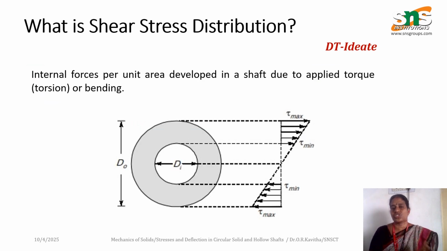And how is this shear distribution happening? If you take this hollow circular shaft, you can see the shear distribution is varying in a triangular manner, which means the shear stress is 0 at the center. Whenever you go to the outer diameter, the shear stress is the maximum. Therefore this shear stress varies linearly, from 0 at the center to the maximum at the outermost diameter, that is the circumference.